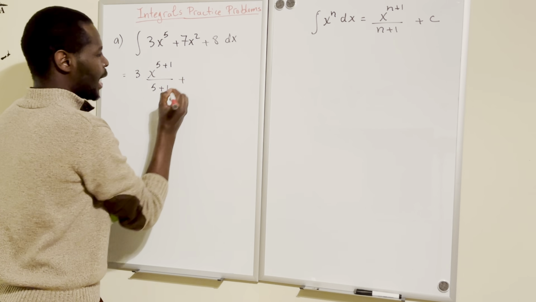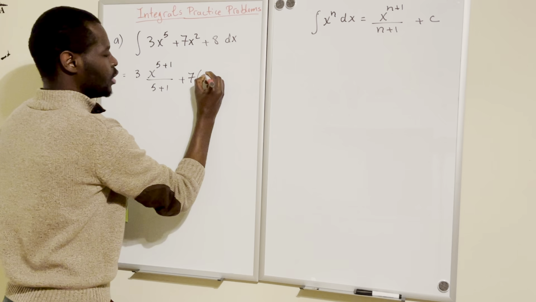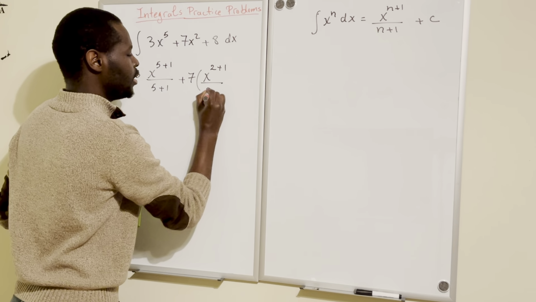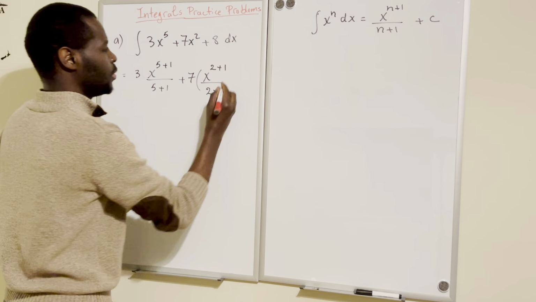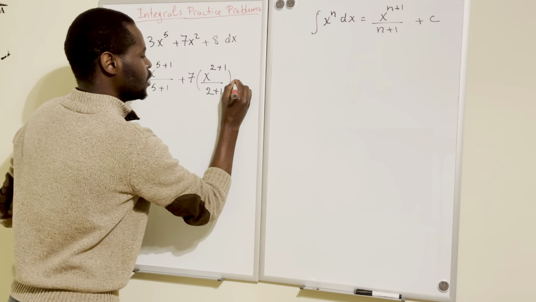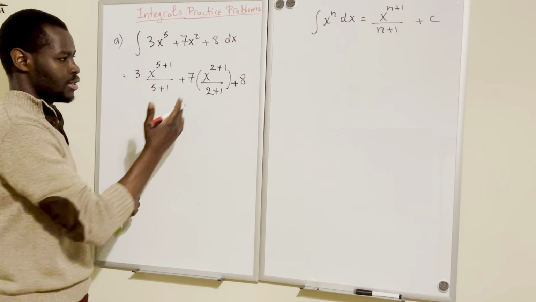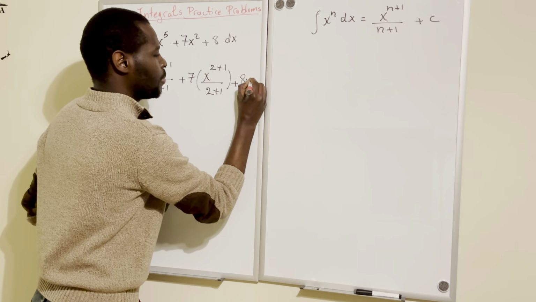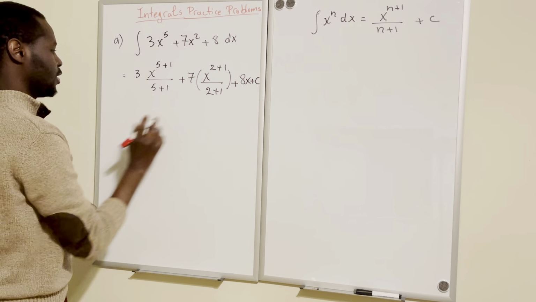And now I add plus 7 times, what is the integral of x squared? So it's x to the 2 plus 1 divided by 2 plus 1, right? n plus 1 over n plus 1. Plus 8. Now we said the integral of a constant is just the constant times x. So 8x. Now plus the big constant c.